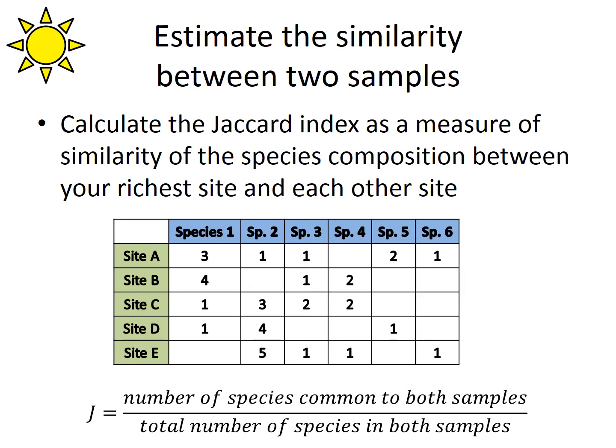What I'd like you to do now as the last exercise in this practical is to estimate the similarity between your richest site and every other site. So in this example we're using Site A as our richest site, and we're then going to calculate the similarity between A and B, A and C, A and D, A and E. So I'd like you to do this for the comparison of your richest site against the other 4 sites. So pause the video here and run those calculations.